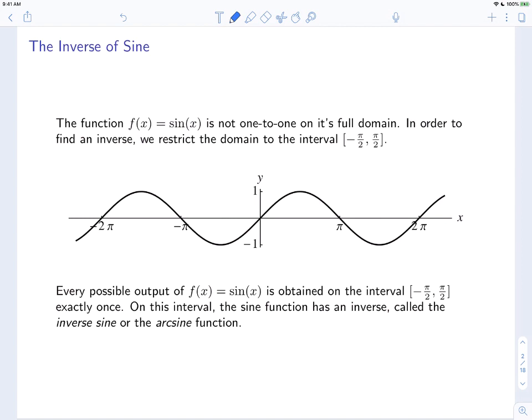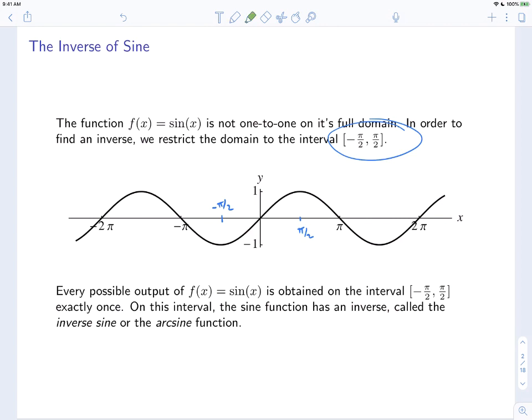However, we can restrict its domain to a smaller interval, an interval over which it is one-to-one and therefore has an inverse. There are many intervals that we can choose. The interval that we pick is negative pi over 2 to positive pi over 2. On this interval, the function is one-to-one. It starts at minus pi over 2 and goes to positive pi over 2.